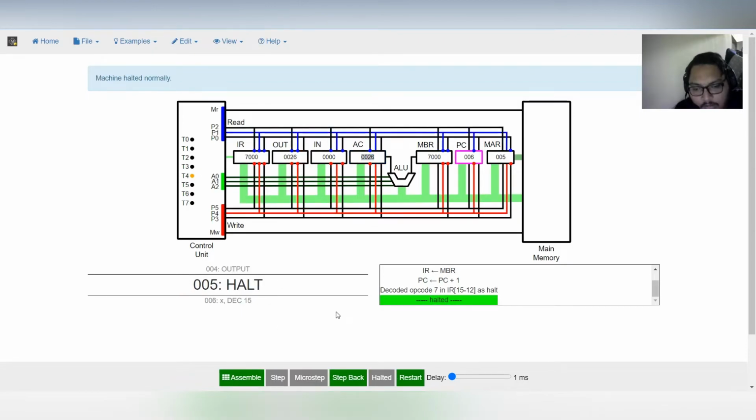Then next, halt. It will stop the program, or the Mary architecture, from working. So it has finished the architecture data path flow. So that is all from me.